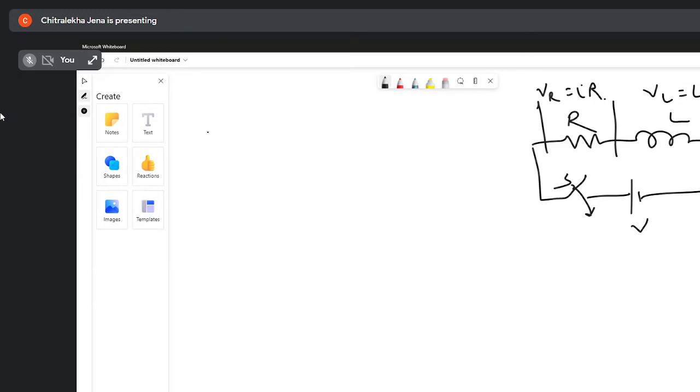All of you understood? VR plus VL. This equation is valid. I have closed the switch. Understood all of you? Now at t equal to 0, due to the presence of the inductor, it will not allow current to flow, because just at t equal to 0, I am closing the switch. So before closing of the switch, my current was 0. So immediately just after closing of the switch, I am discussing about the instant I have just closed the switch. My current will be equal to 0.